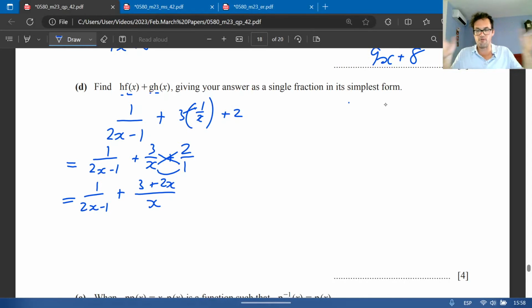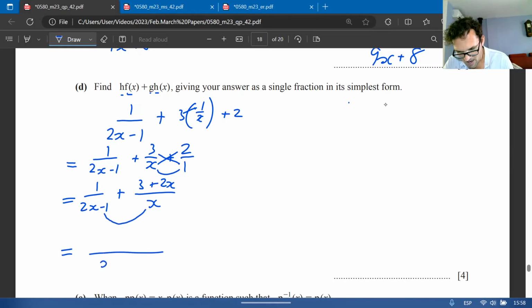Now we've reduced 3 fractions to 2 fractions. Next step, do the same with what we got, right? So again, we multiply these 2 fractions together. That will give us x times 2x minus 1. Yeah?